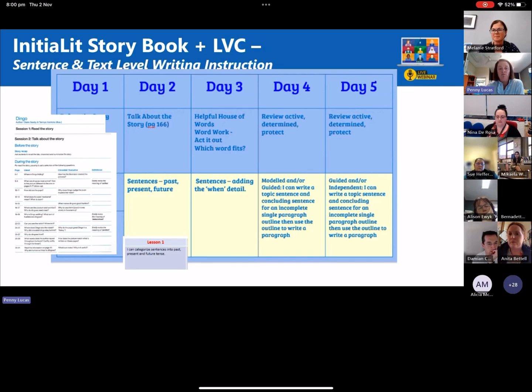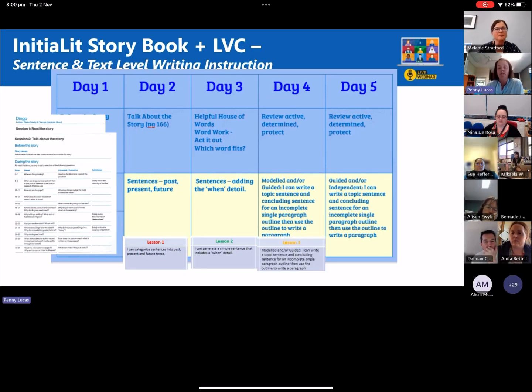Day 3, I move pretty heavily into the vocab using the Initial Lit storybook and all the wonderful resources it has within there. And I'll show you a little bit how I do that in a moment. And then I move into lesson 2 of the sentence level writing, which is I can generate a simple sentence that includes a when detail. Day 4, I review my vocab words and I move into that text level writing.